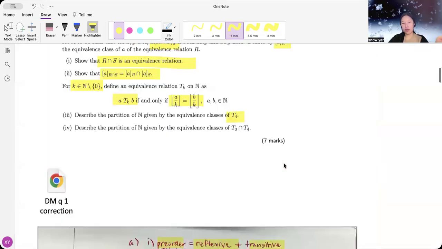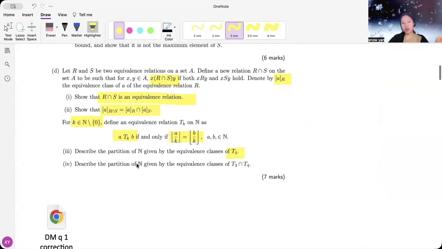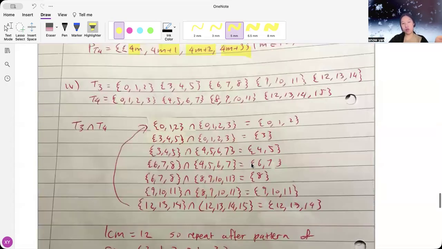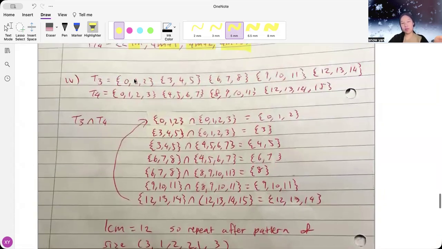And then for the next part, we have: describe the partition of N given by the equivalence classes of T3 and T4. What this means is that we can just draw out what T3 is. T3 by definition is just 0, 1, 2, 3, 4, 5, 6, 7, 8, 9, 10, 11, 12, 13, 14, right? And it continues on and on. And then T4, as we talked about earlier, is every four, every four, every four, right? So T3 and T4 would look something like this. The partition would look something like this.